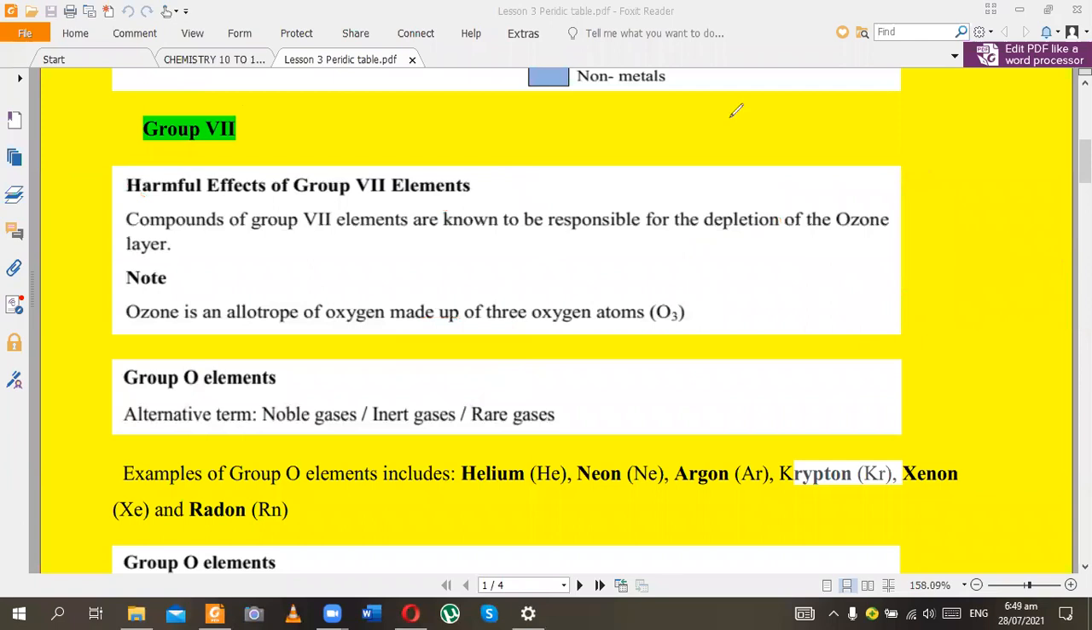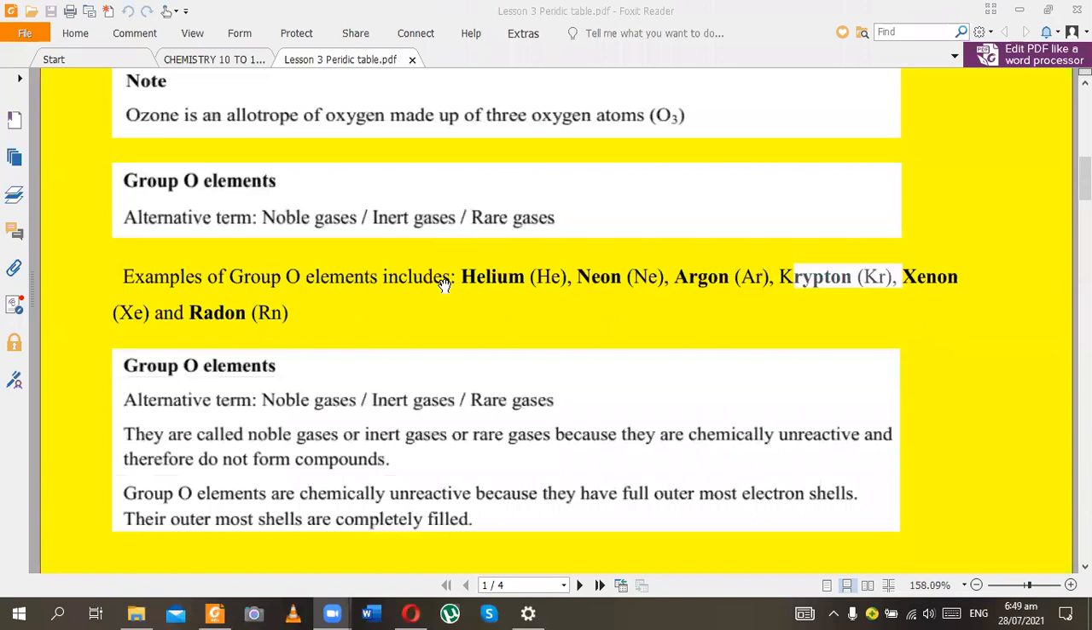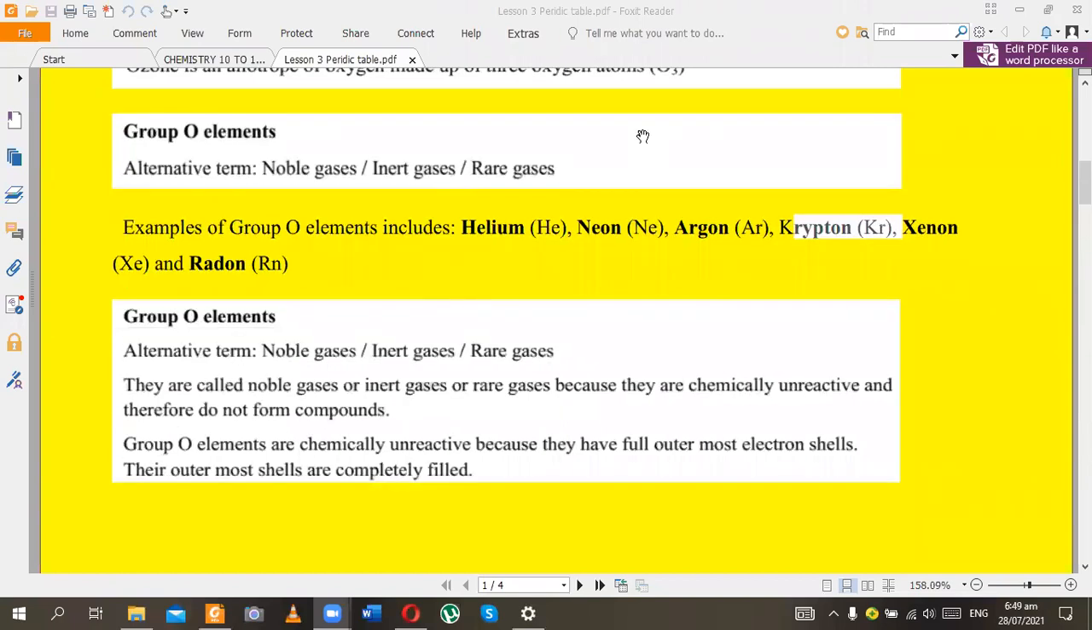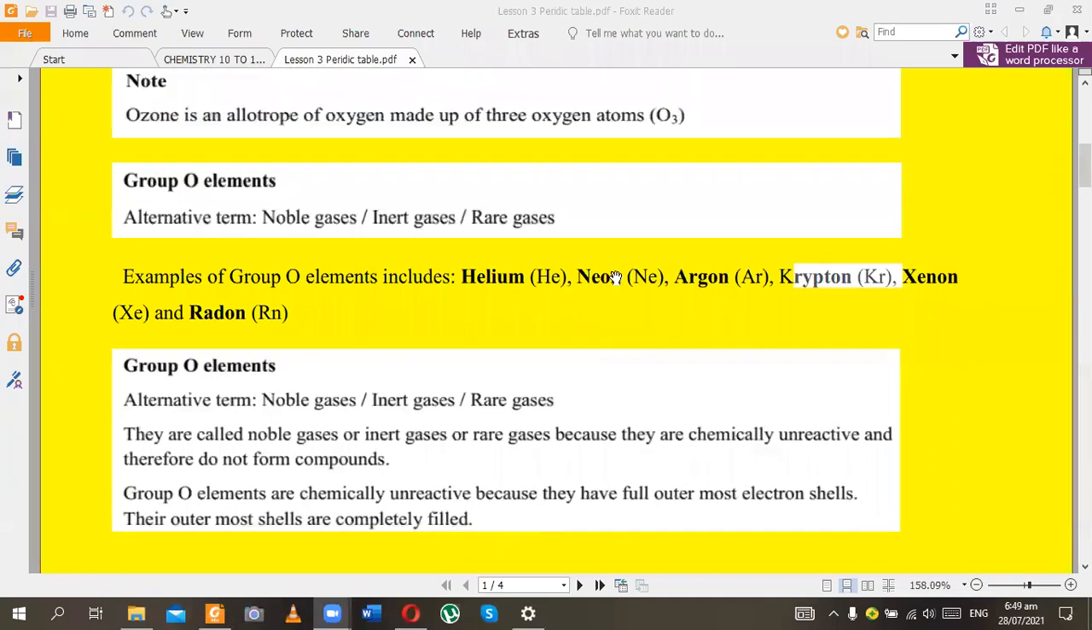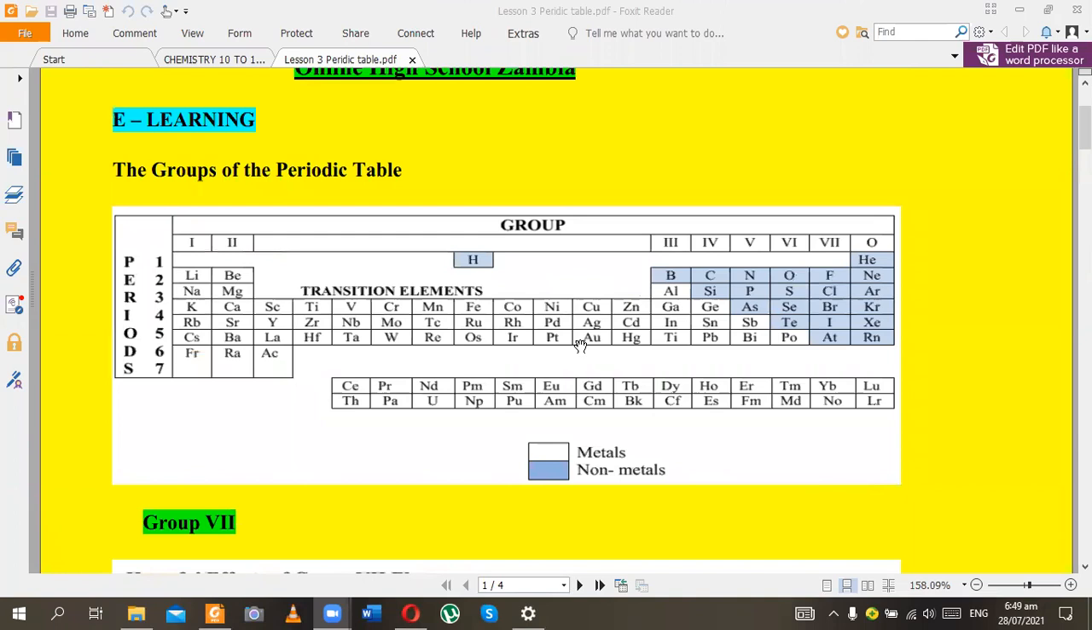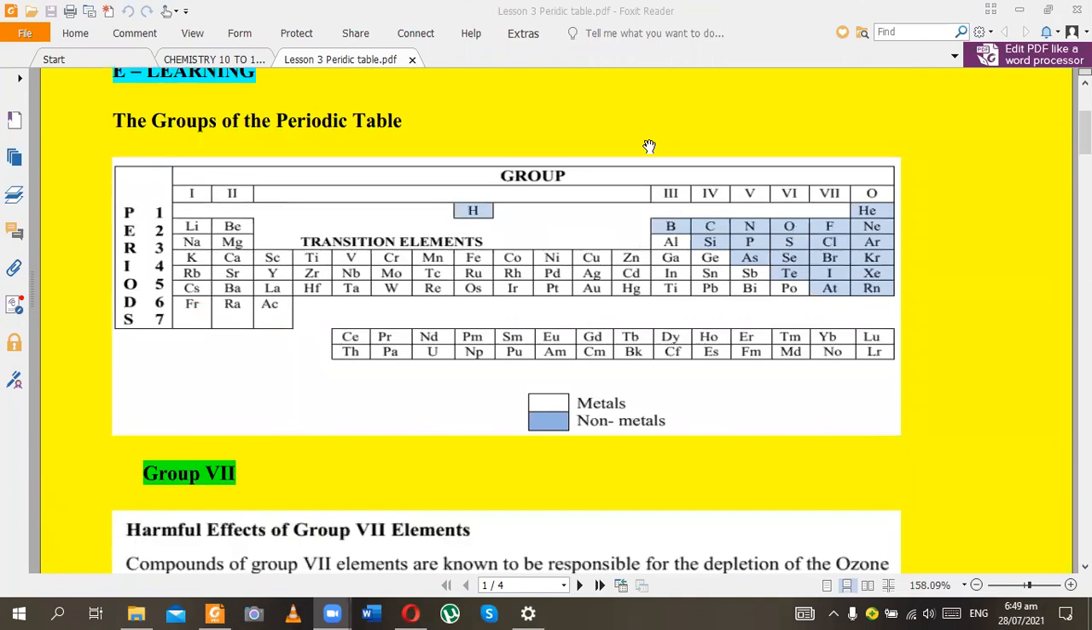Now let's go to the presentation for today, where we'll start looking at the group O elements. Okay, the group O elements, what are they, and what do we know about them? Now, if you can allow me to go back slightly and look at this periodic table right over here, and then we'll look at this number here, okay, on your top right. But there's something fishy about this. I don't know if you are seeing this.